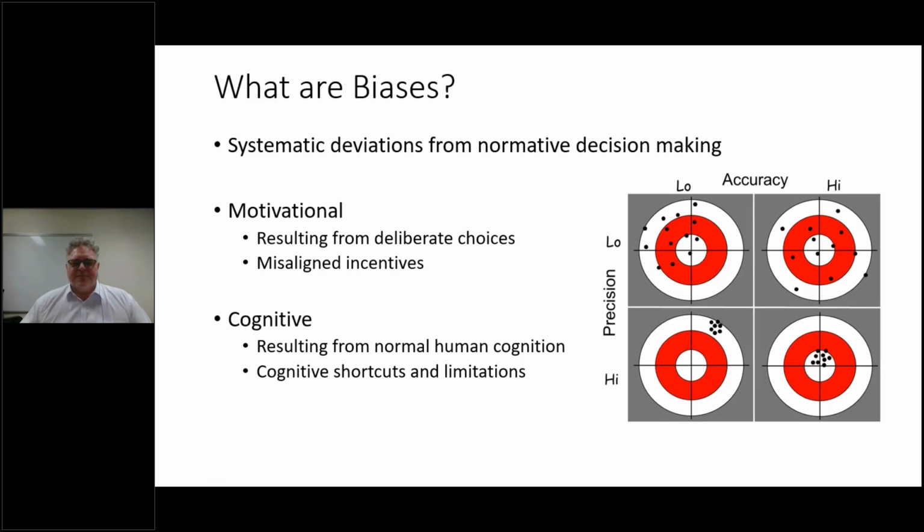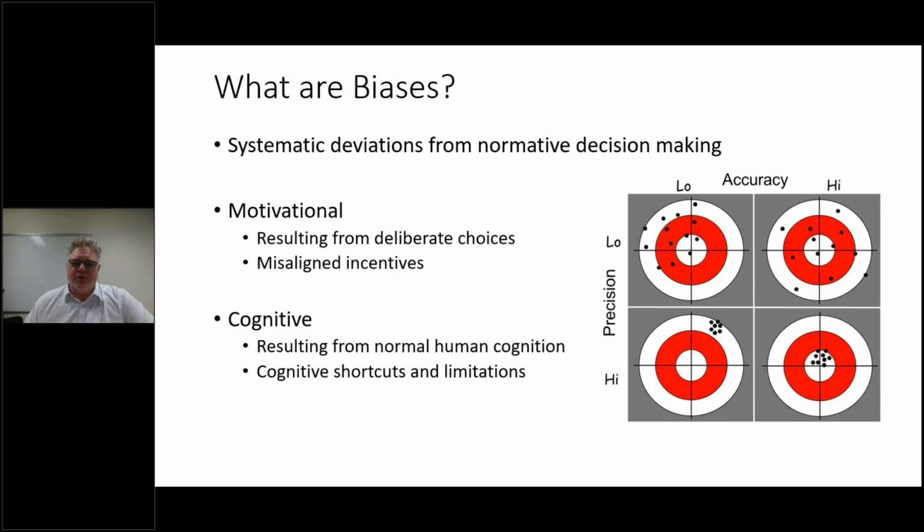Within the biases space, there's a broad distinction between motivational biases. So these are resulting from deliberate choices, misaligned incentives, where people are being incentivized in some way to do something other than what would be optimal for the company, perhaps. The ones I'm more interested in, though, are the cognitive biases.